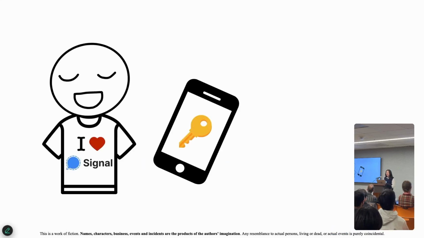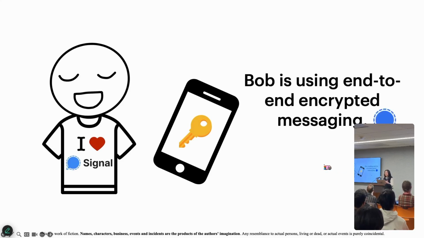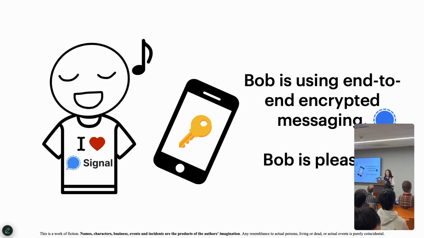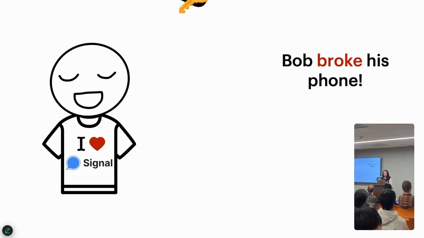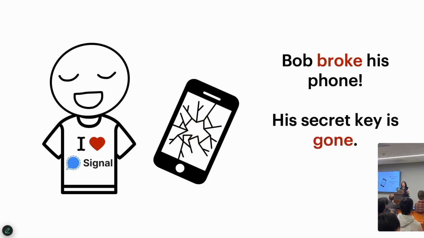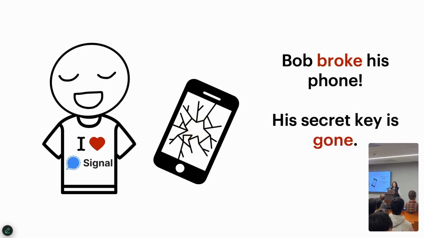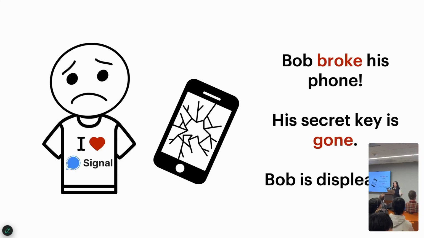Bob here is using end-to-end encrypted messaging, and Bob's really happy because end-to-end encrypted messaging gives you really nice guarantees. The server that is providing the service can't really read Bob's messages. Bob is pleased. Now, life happens, and let's say that Bob breaks his phone. Now the secret key that Bob uses to decrypt his messages is gone, and Bob is displeased.